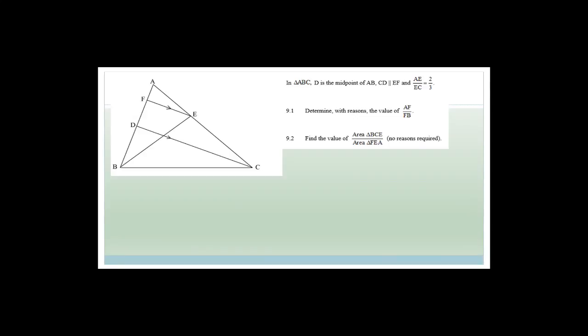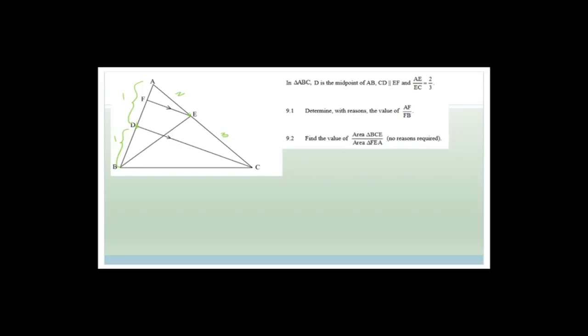Right, okay. So this is looking at ratio and proportion and similarity. It says in triangle ABC, D is the midpoint of AB. So D is a midpoint. And CD is parallel to FE. And AE to EC is 2 over 3. So this is 2, 2, 3. That's 2 to 3, where the whole of this to the whole of that is 1 to 1, because that's the midpoint.